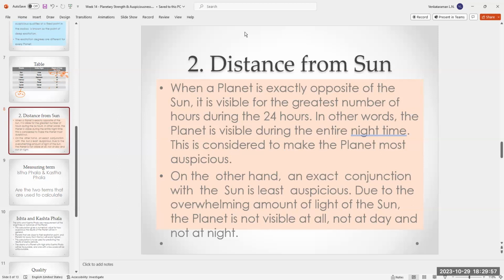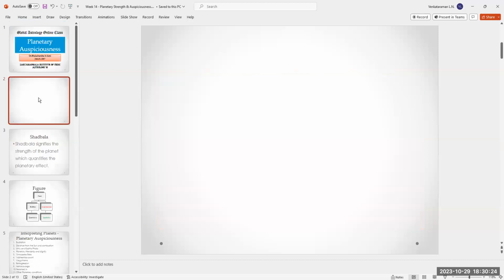What does it mean, Venkat? So we are not talking about actual visibility here, or are we just trying to understand the strength? We are understanding strength based on the visibility. It's almost the same as the case of Amavasya and full moon, right?